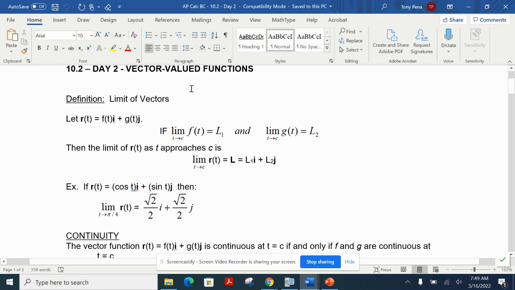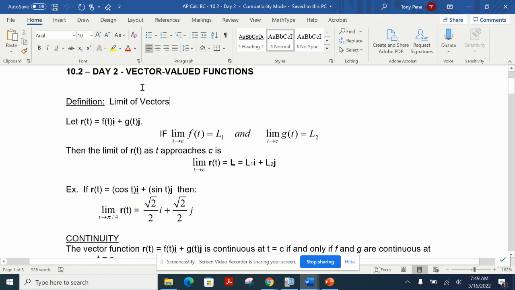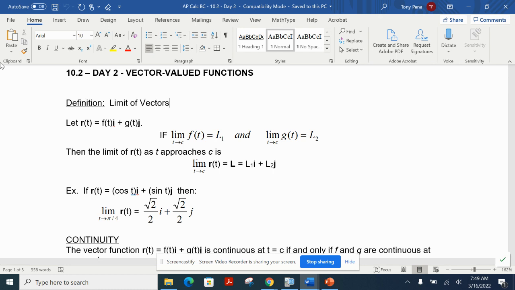But you can see at the top here, it's called vector valued functions. We introduced vectors a little bit yesterday, talked about what they were, worked with them briefly. This now kind of gets at the calculus involved with vectors. So you'll see at the top here where it says the limit of vectors.